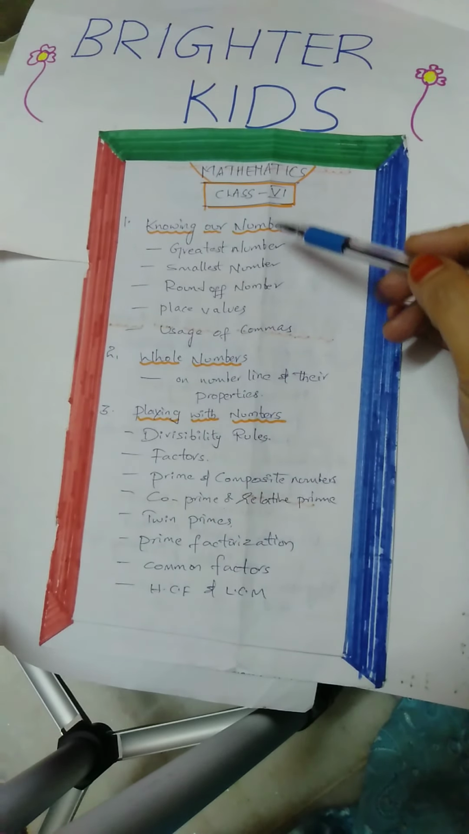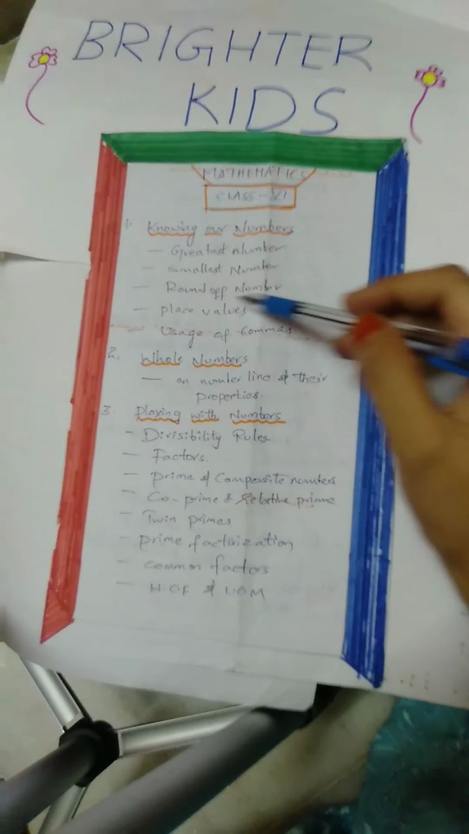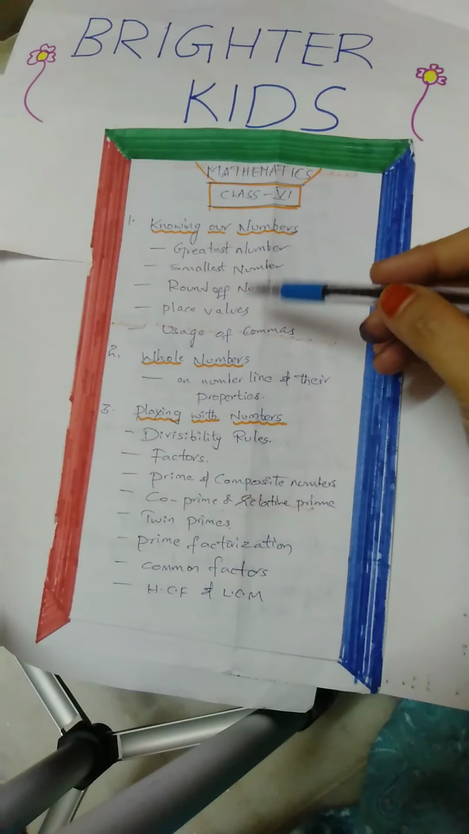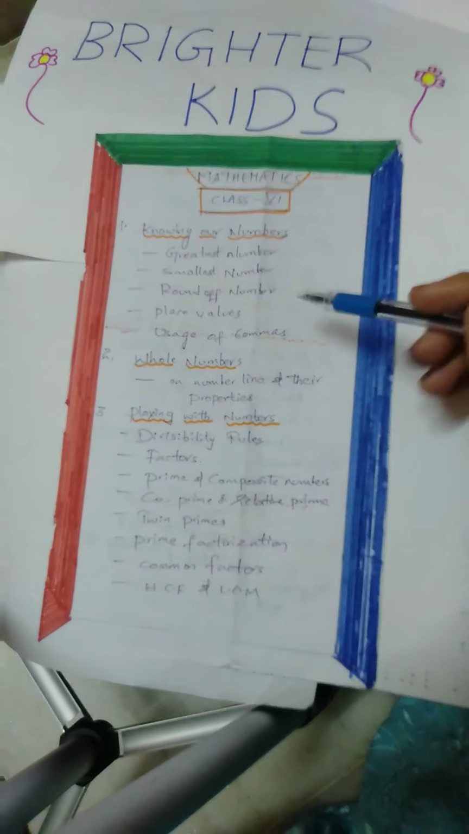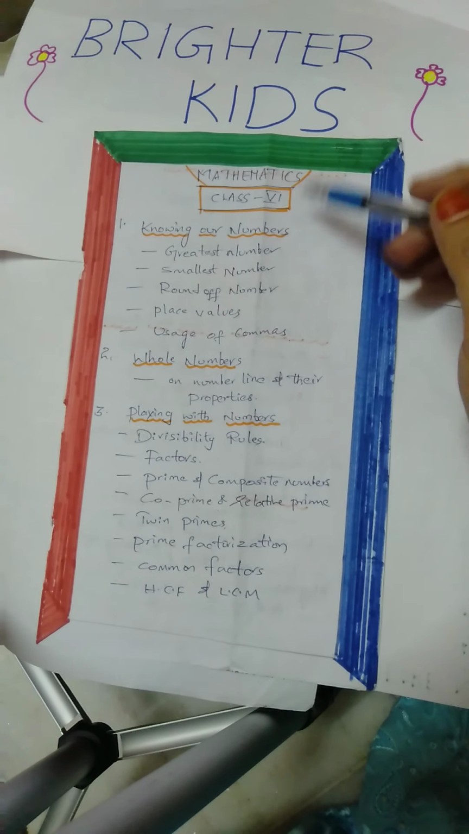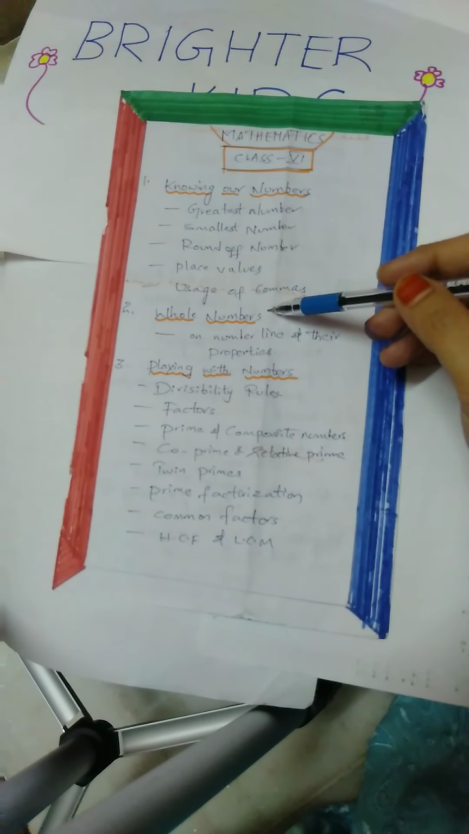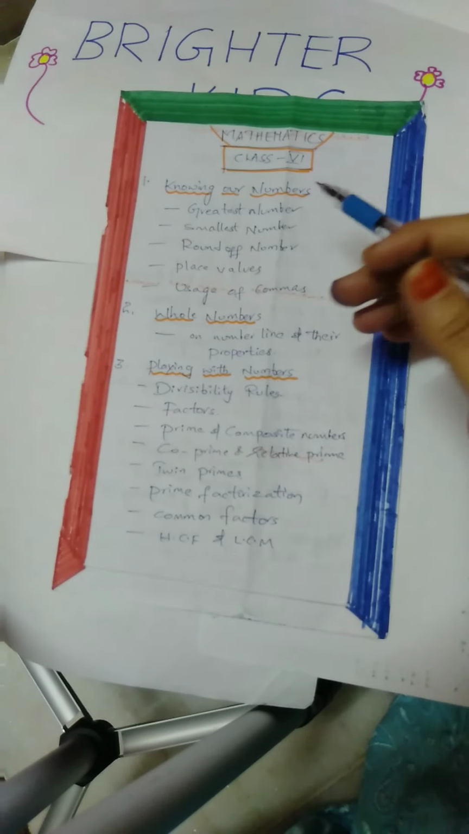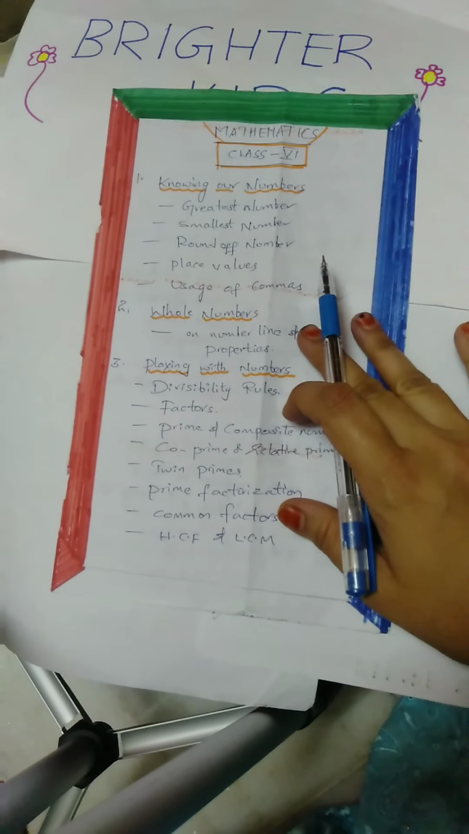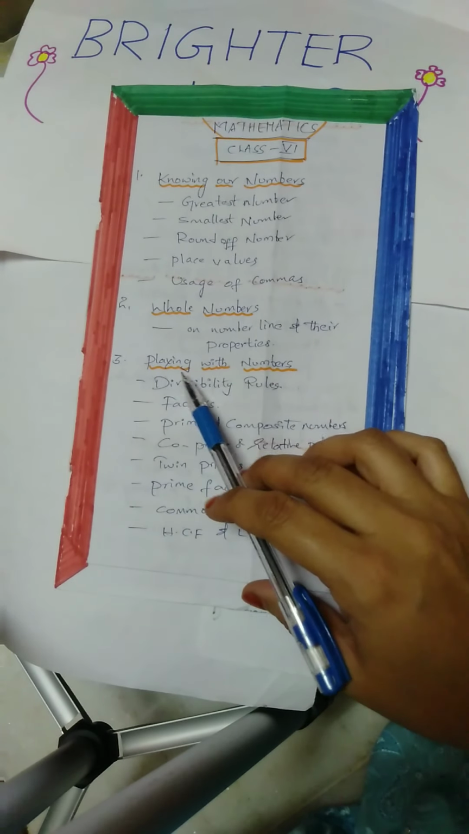In this chapter, we have to know about greatest number and smallest number, rounding of numbers, place values, ones, tens, hundreds, thousands like this, and the usage of commas. These 5 units we have to know in this chapter, knowing our numbers. Next, coming to our second chapter is whole numbers. In these whole numbers, you have to know about whole numbers on number line, whole numbers and their properties, all about whole numbers. In the third chapter, we have to know playing with numbers.